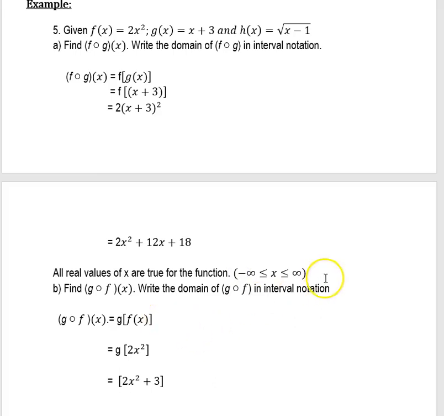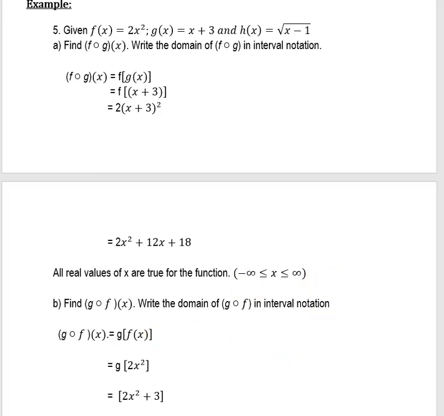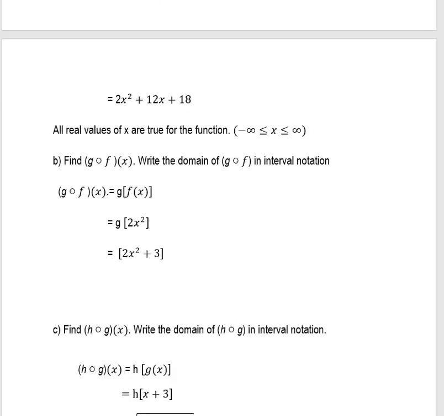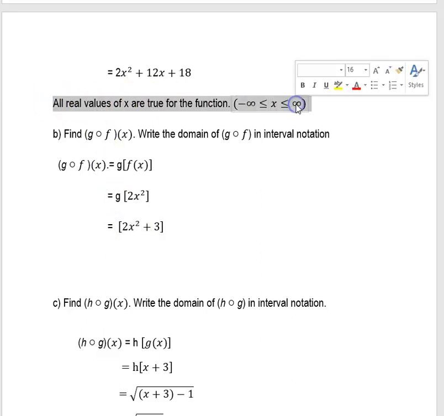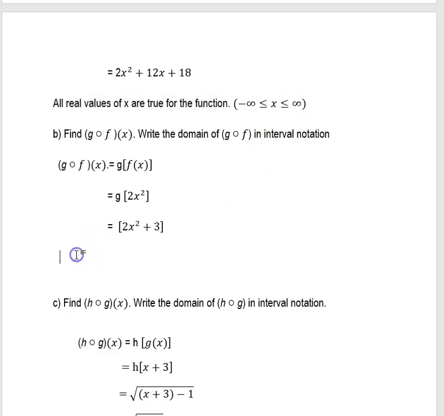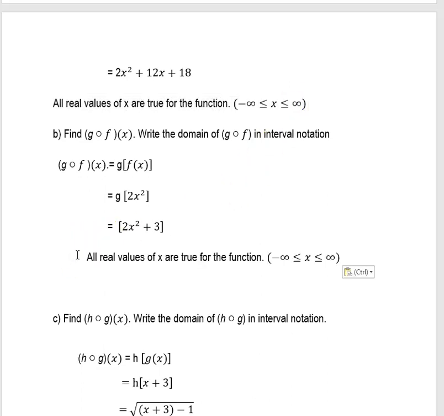Let's now look at the second part, finding the interval notation. Also here, the same will hold true for the question, because there is no value of x that will not give you a true value. So it means all real values of x also here will be true for this as our interval notation.